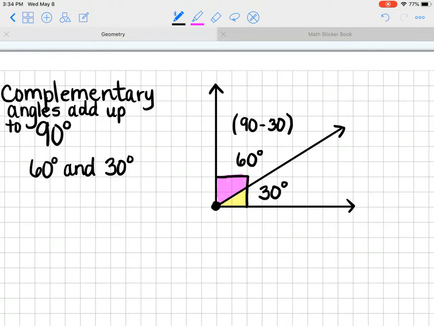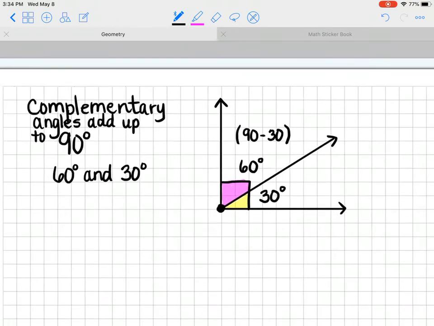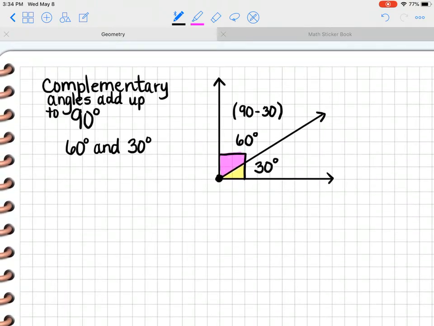And the math is pretty simple. It's just subtraction if you need to find a missing angle. Complementary angles add up to 90 degrees.